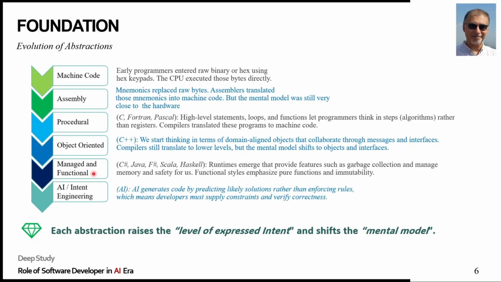With managed and functional languages such as C Sharp, Java, F Sharp, Scala, Haskell, runtimes emerge that provide features such as garbage collection and manage memory and safety for us. Functional programming languages emphasize pure functions and immutability. Moving on to AI generated languages. In this case, the AI generates code by predicting likely solutions rather than enforcing rules, which means developers must supply constraints and verify correctness.